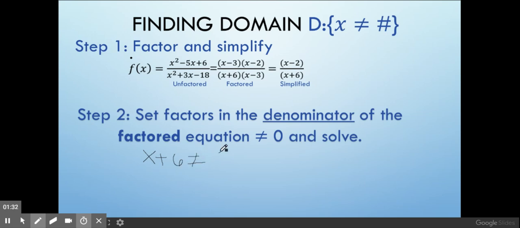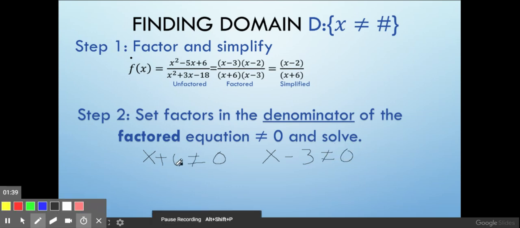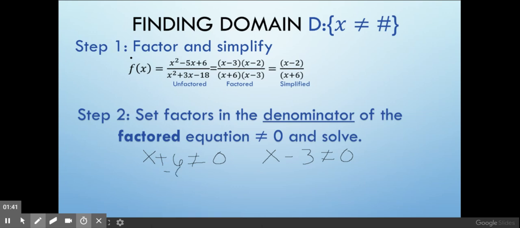So x plus 6 does not equal 0. x minus 3 does not equal 0. And then we are going to solve these. So subtract 6 from both sides.